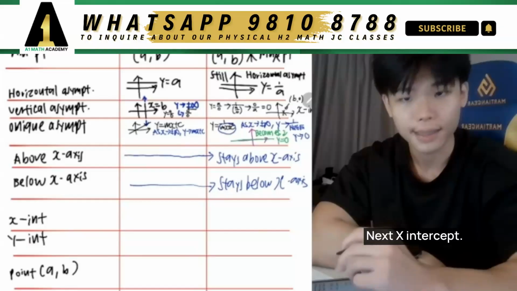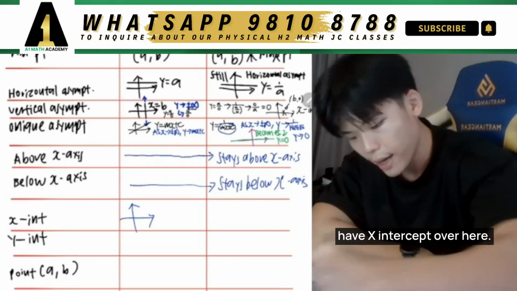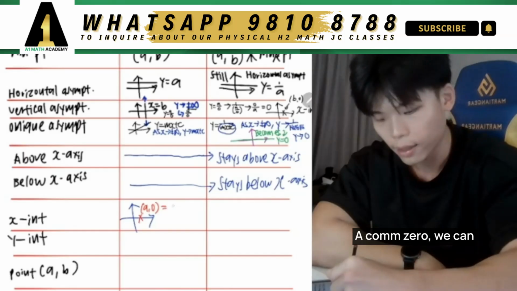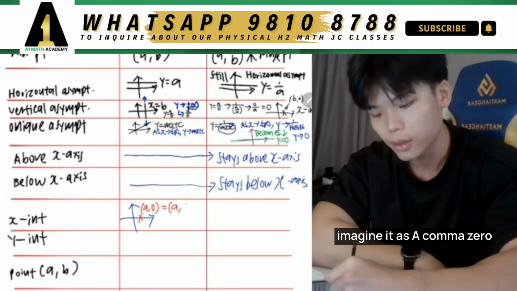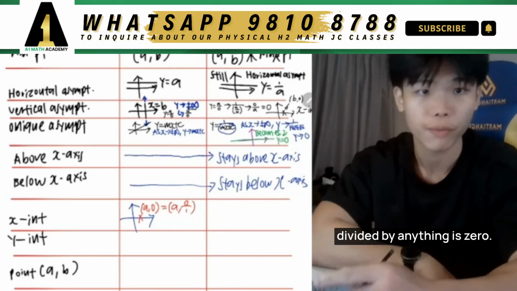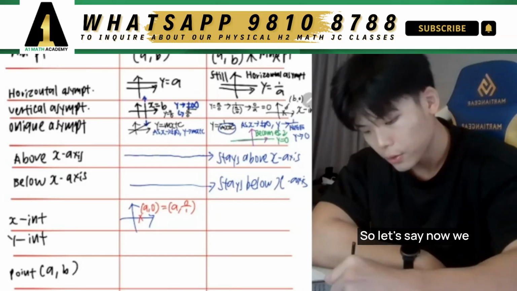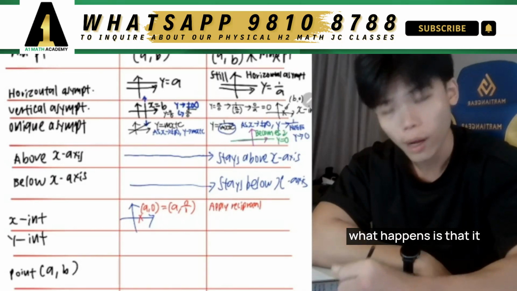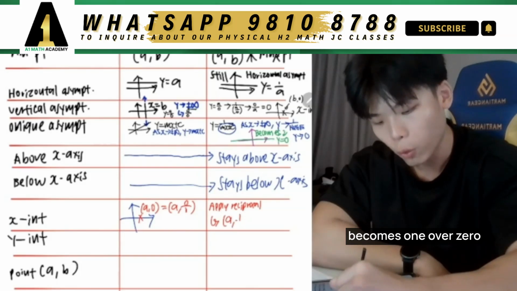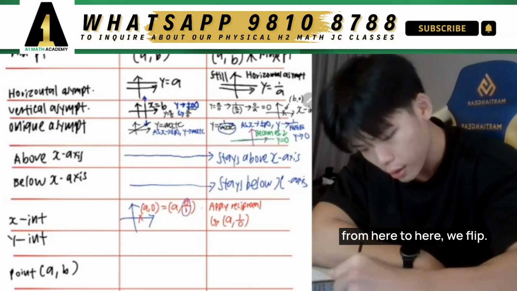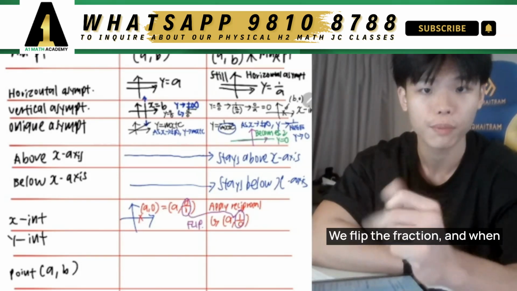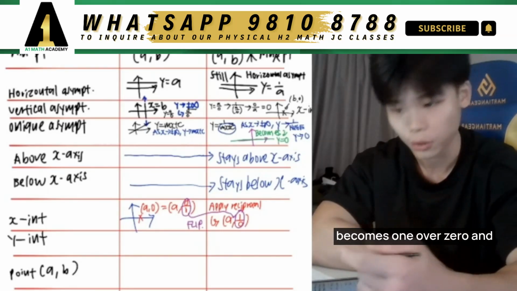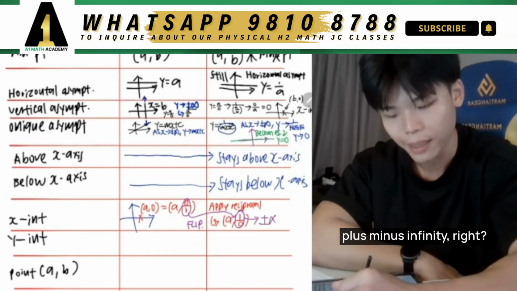Next, x-intercept. So let's say originally I have an x-intercept over here, and let's say this is a comma 0. A comma 0, we can imagine it as a comma 0 over 1, right? Because 0 divided by anything is 0. So let's say now we apply a reciprocal, right? When we apply the reciprocal, it becomes 1 over 0, because from here to here we flip the fraction. And 1 over 0 is yet again plus minus infinity, right?